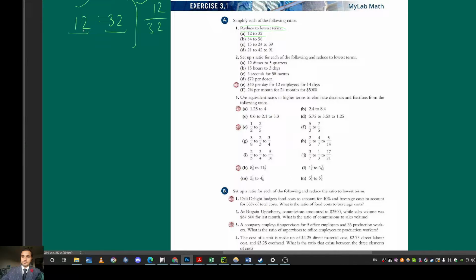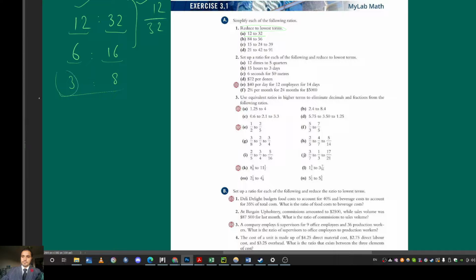So all I can see is 2 times 6 is 12, and 2 times 16 is 32. And they're still even numbers. We can still further divide them by 2. So 2 times 3 is 6, and 2 times 8 is 16. Now we cannot divide them any further.